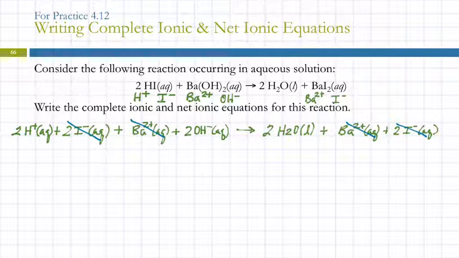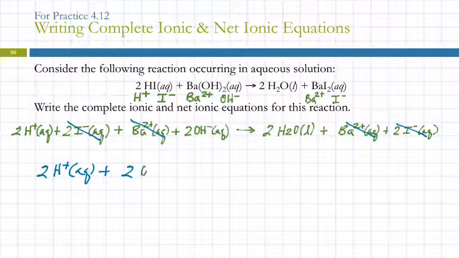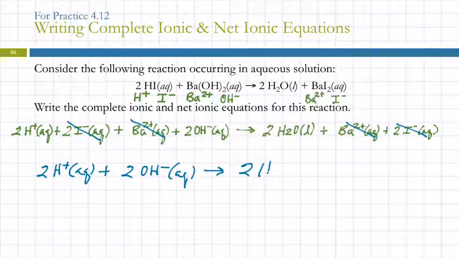So then for the net ionic equation, we're just going to copy down what we didn't cross off. 2H plus aqueous plus 2OH minus aqueous, yielding 2H2O liquid.